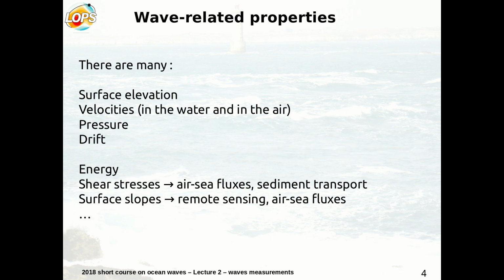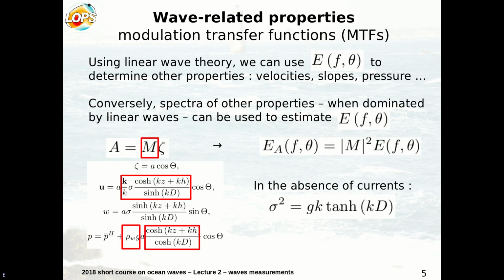So again, the obvious thing we see about waves is the fact that the surface moves, right? But that's only one variable, which is the surface elevation going up and down. There's obviously also velocities of the water and also of the air. There's variations in pressure. You can be interested in drift, in the energy, in the shear stresses, which are important for air-sea fluxes, in the surface slopes for remote sensing, or many other things, or bed shear stresses for sediments also. So there's many things you can think about measuring.